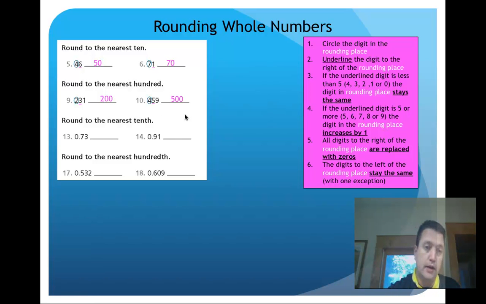Now let's move to the decimal numbers, okay? Nearest tenth. Again, I'm going to circle the number in the tenths place. I'm going to underline the digit next to the rounding place, and it's going to tell me what I'm going to do. I got a 3 there, which means my 7 is not going to change.